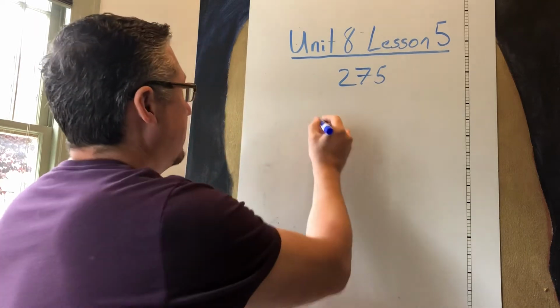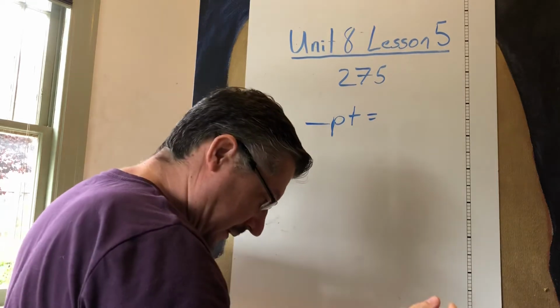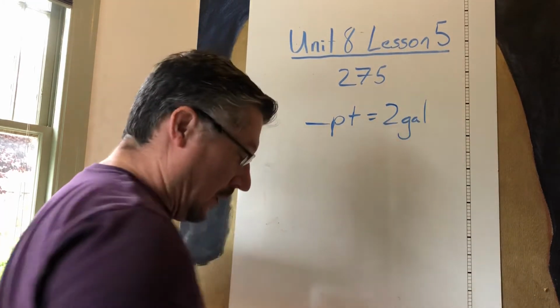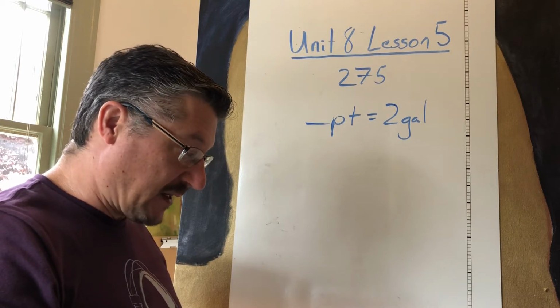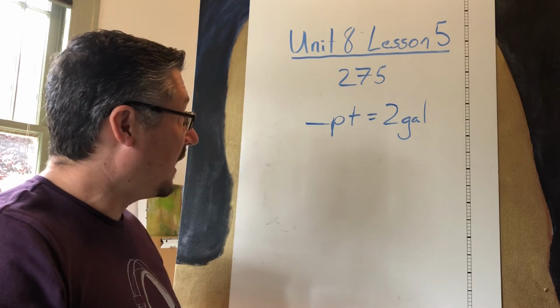Okay, blank pints equals 2 gallons. Well, I can look at the very top and I see on our customary units of volume, 1 gallon equals 16 cups.